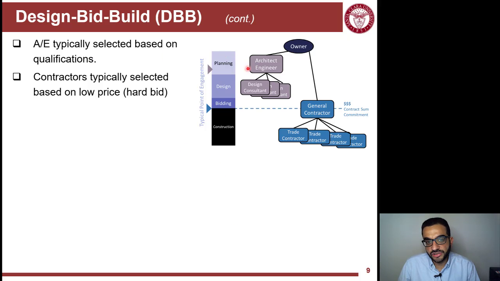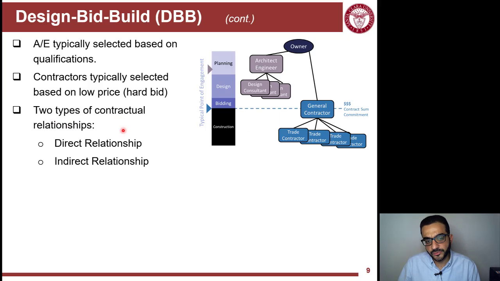The architect or engineer, AE here, is typically selected based on qualifications. So that's typical. You want to pick a qualified architect, not a cheap architect. But then you would pick the contractor based on the lowest price, because now you have defined the design and you want the one who will be building it in a cost-efficient way.